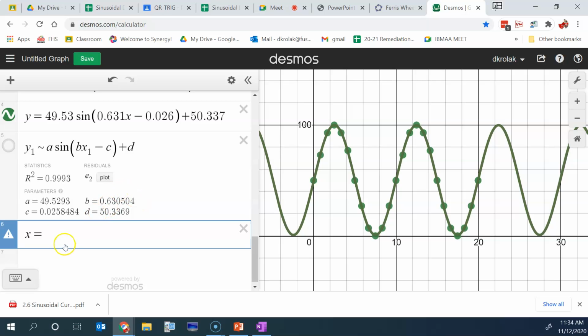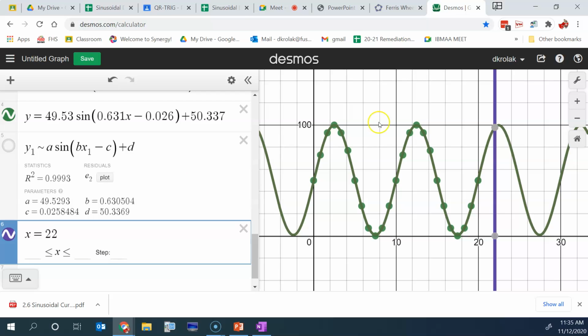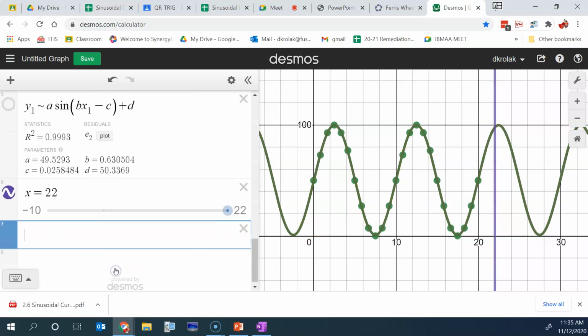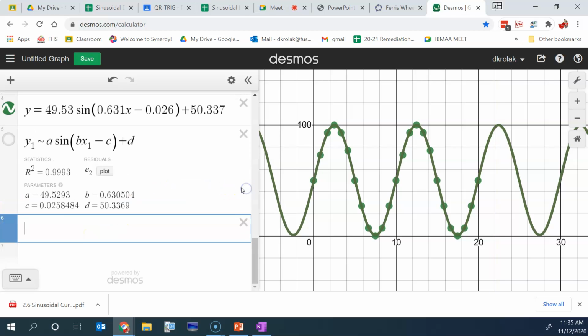All right. Now I'm going to type in 22. You see how it drew a line at 22? Now, if I click on that point where it crosses, it's exactly the correct answer. You're not having to go right and left, etc. That makes it a lot easier.